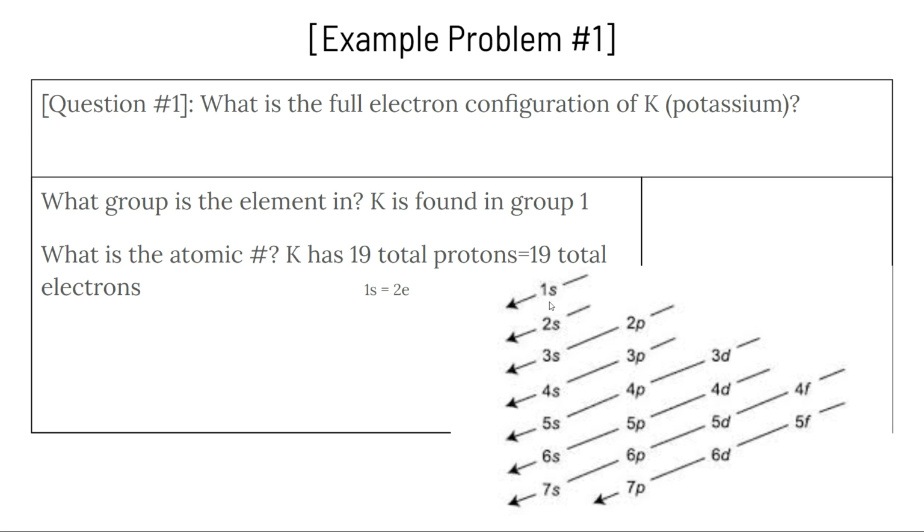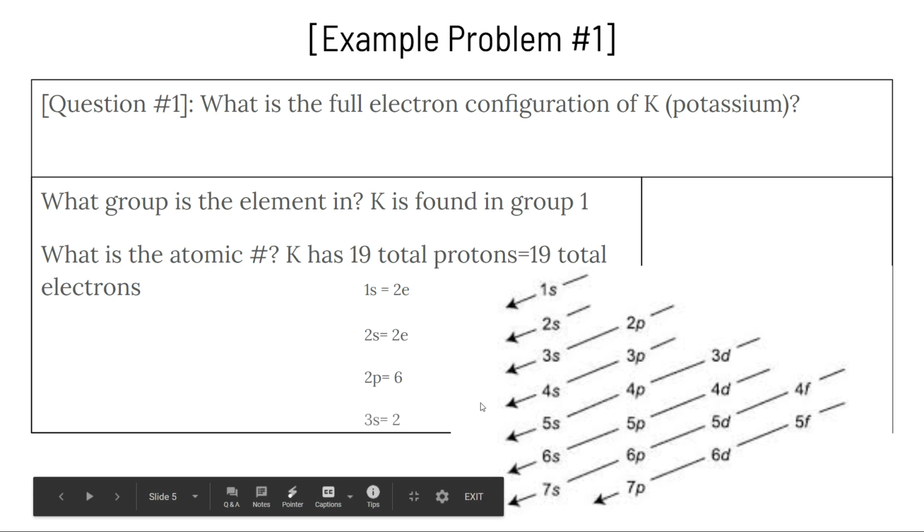So I'm going to put 2 electrons in the 1s orbital, 2 electrons in the 2s orbital. The 2p orbital is going to have 6 because I can fit up to 6 here. The 3s will have 2 electrons, and then 3p will have 6, and then the 4s will have 1 electron. I only have 1 electron left. My numbers here should all add up to 19, which they do.